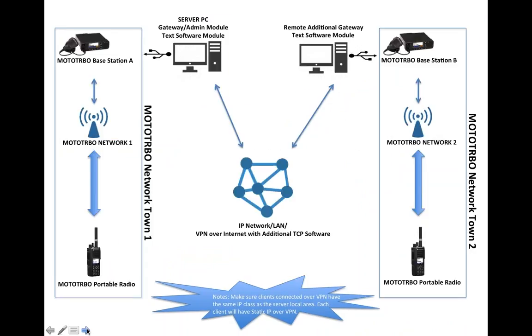Here's another example for you of something a little bit more complex. This is two separate Moto Turbo networks in two different towns, which are only utilizing text messaging. So you're going to have a server PC with a gateway, admin module, text messaging software, and then a separate remote PC that's going to have an additional gateway and some text messaging software as well.